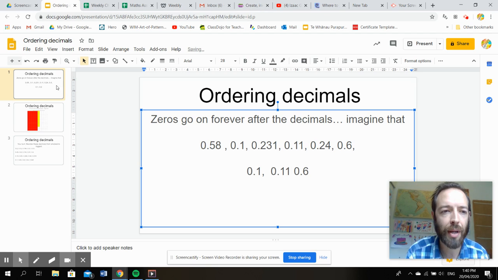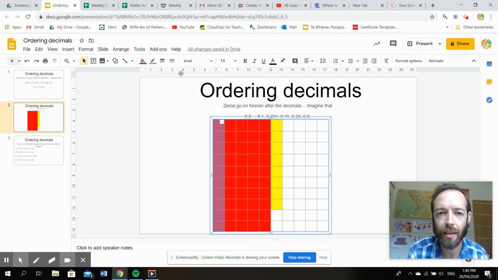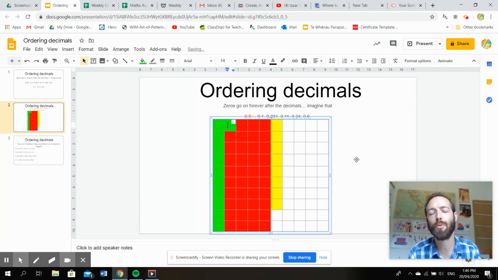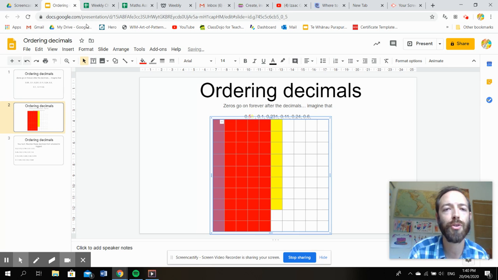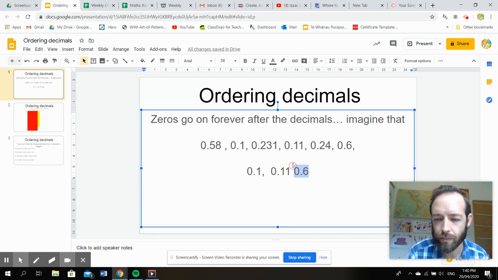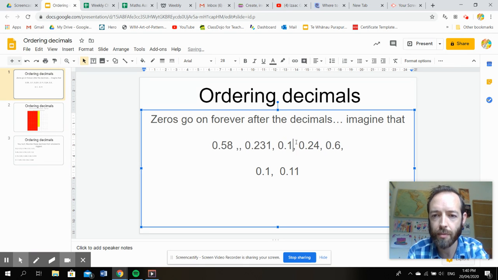Because if I was to have 0.11 on here, it would be 0.1, and then it would be 0.11. And it's obviously a lot smaller than 0.6, which would be coming out all the way to here. I'm just going to undo that one. So not 0.6, not that one. So looking through here, I'm actually going to delete these as I've done them so I don't double up.